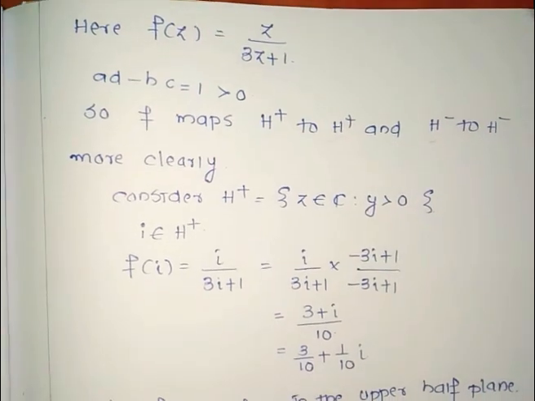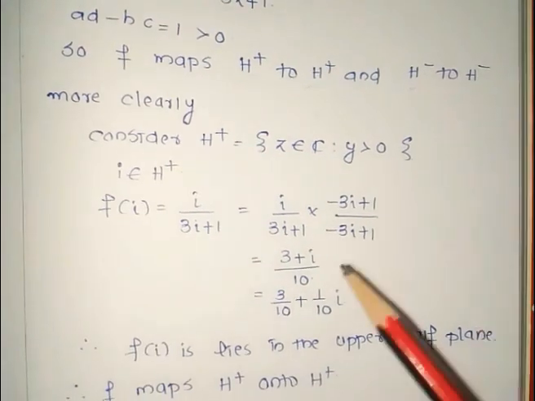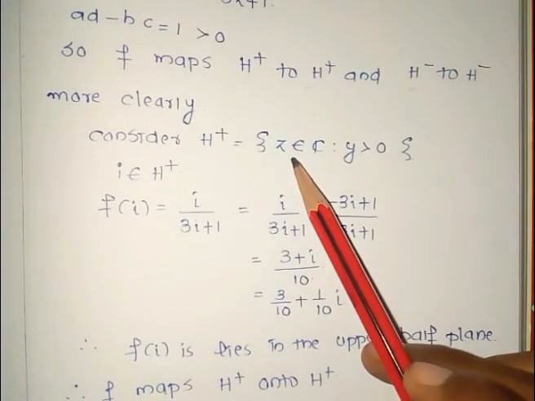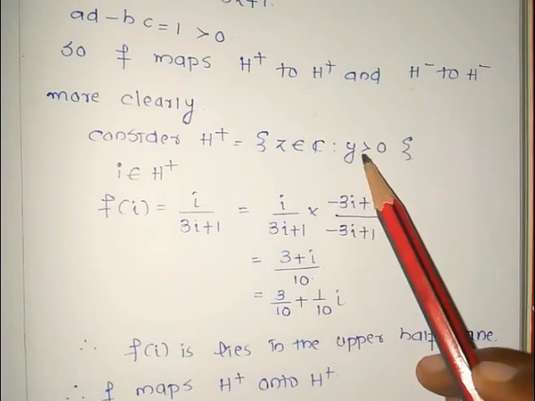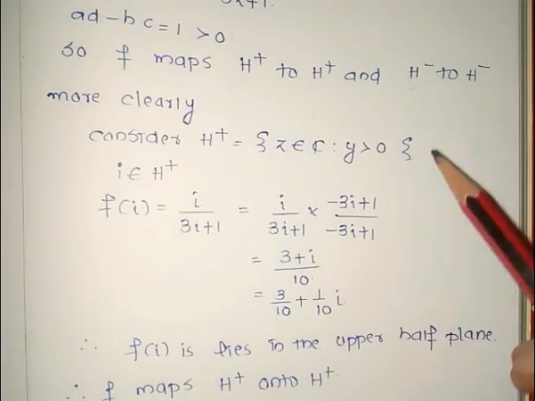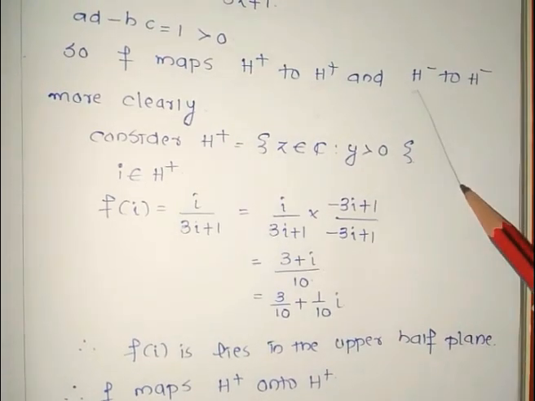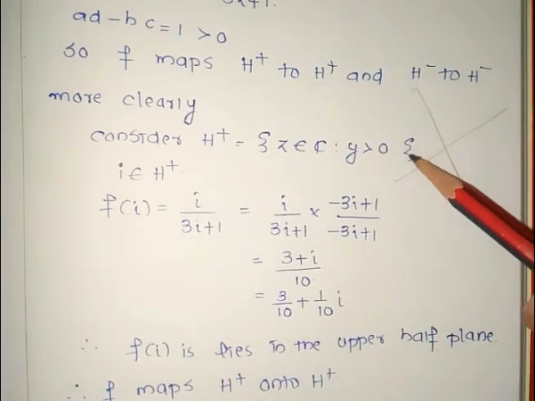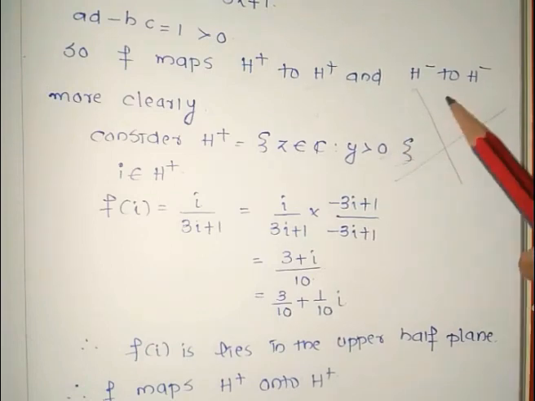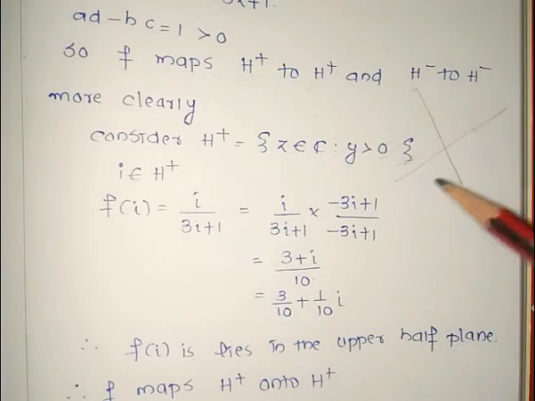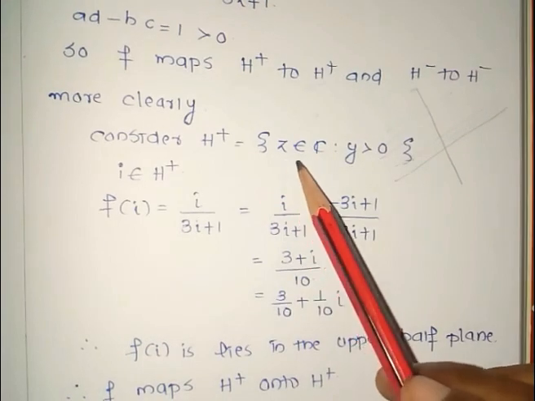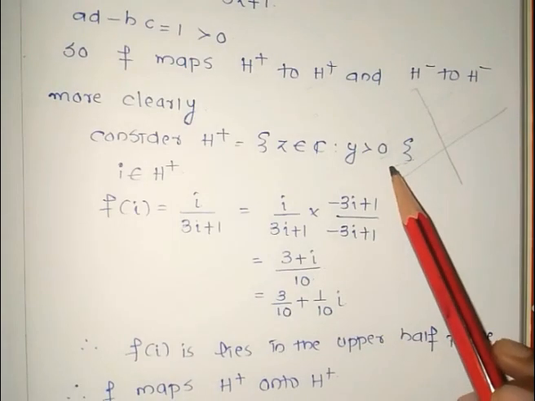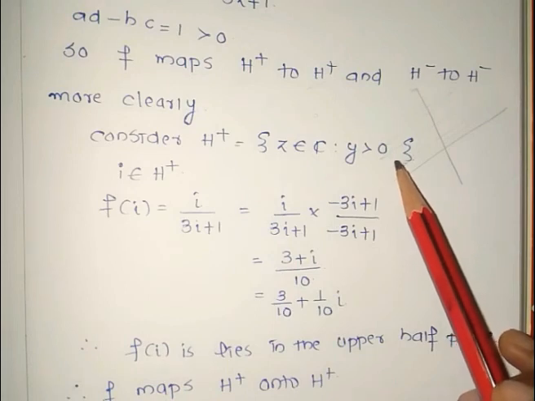So more clearly, consider H plus, which is equal to the set of all z belongs to C such that y is greater than 0. That is, if we are considering the plane, then the set of all z belongs to C such that y greater than 0 means the region above the x-axis. So H plus is the upper half plane.